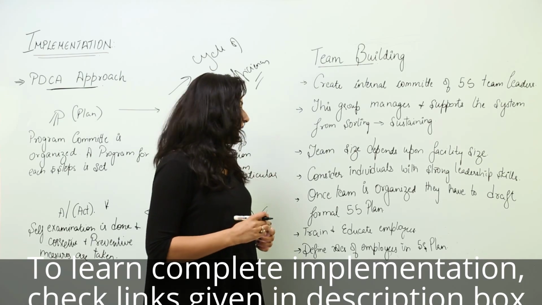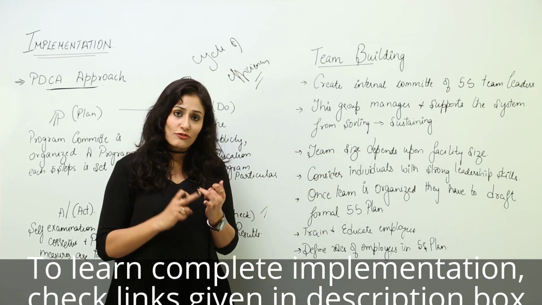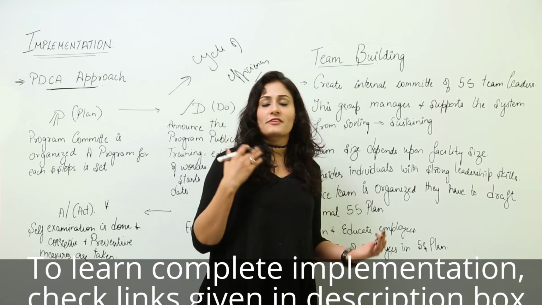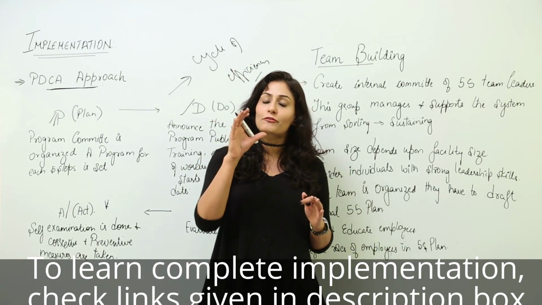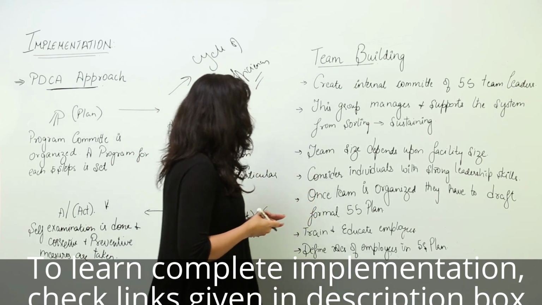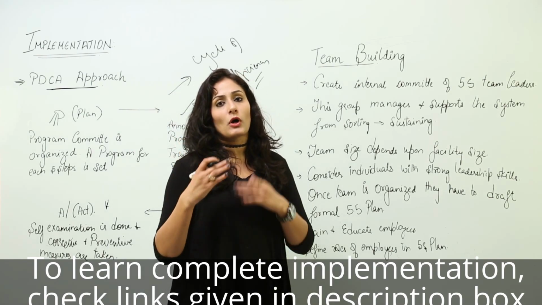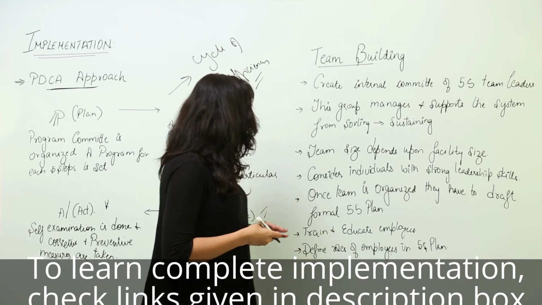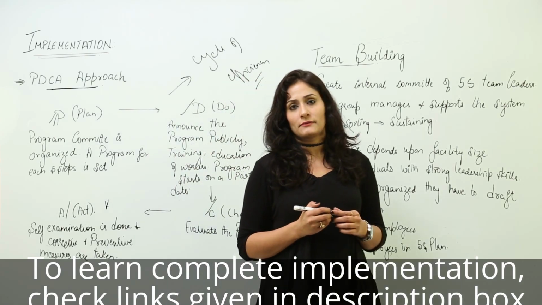Once the team is organized, they have to draft the formal 5S plan. That is, what has to be done, because each office has different requirements. Each workstation has different requirements. So they have to plan their 5S according to their own requirements. And then you have to train and educate the employees, because they are the people who are going to carry on with this technique, and define the role of employees in the 5S plan.